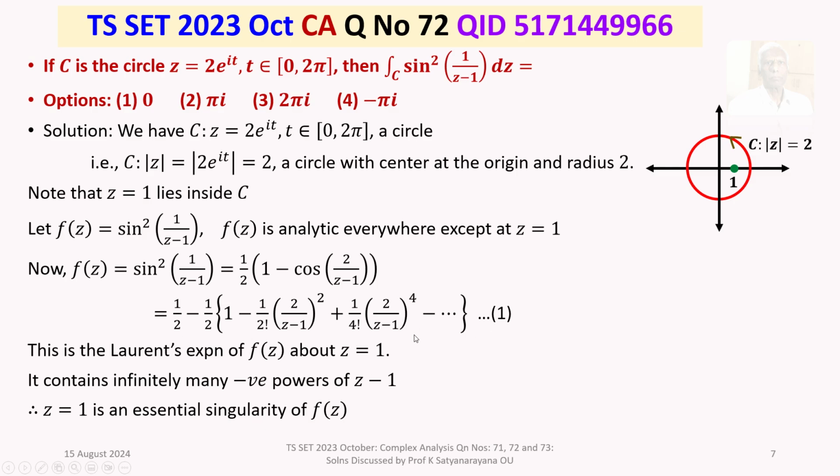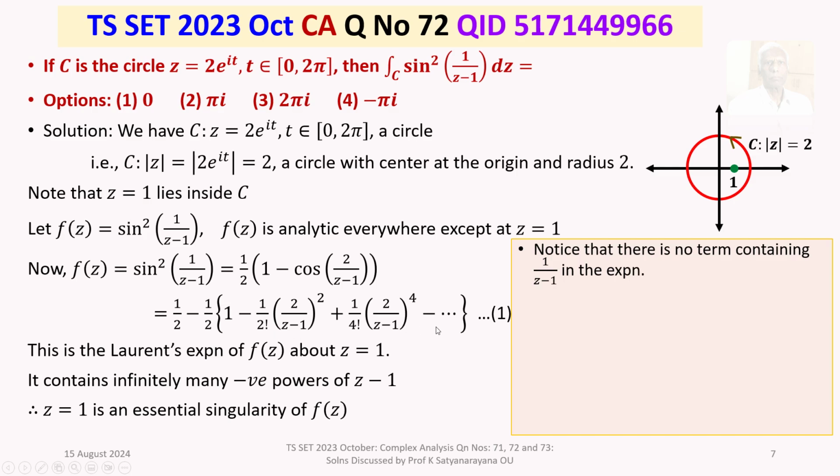So get into the Laurent's expansion, find out what is the coefficient of 1 by z minus 1. The coefficient of 1 by z minus 1 in the Laurent's expansion will be the residue of the function f(z) at z = 1. Right, notice that in this expansion, do you find the coefficient of 1 by z minus 1? No, there is no term containing 1 by z minus 1 in this expansion. Therefore, the residue is 0.